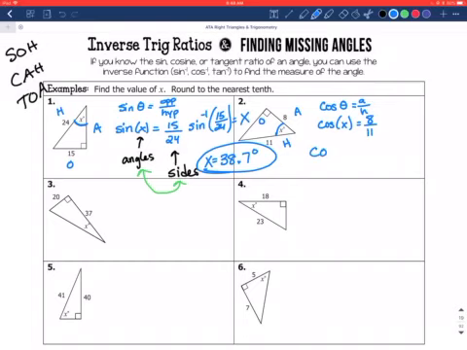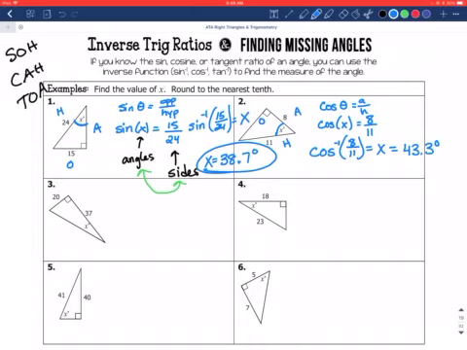Now our next step is to use the inverse cosine and switch their places. Okay, so that's the only step that we're changing from yesterday. We are doing the inverse trig ratio and then switching their places. So then the inverse cosine of 8/11 will be 43.3 degrees.